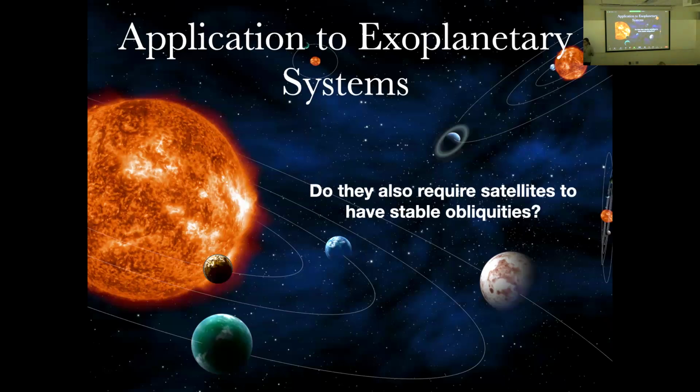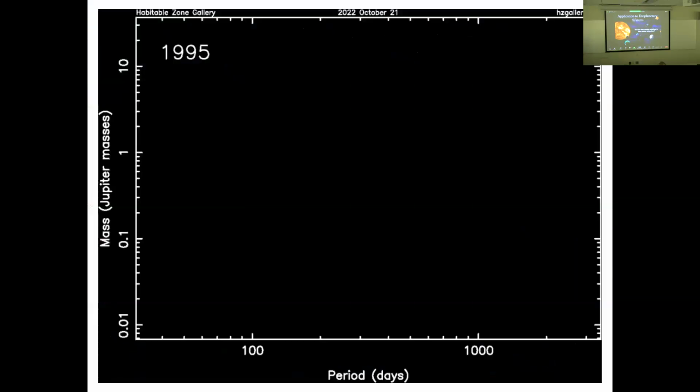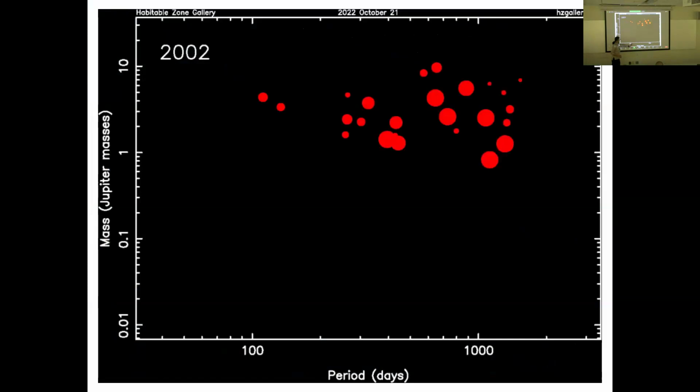And now it's also very exciting that we have more than 5,000 confirmed exoplanets discovered. So we want to understand whether there are similar planets like the Earth that have environments favorable for life to occur. And then spin obliquity is also an important question for these planets. So you can see over the years, this shows the planets that reside in the habitable zone around their host star in the plane of the masses and periods.